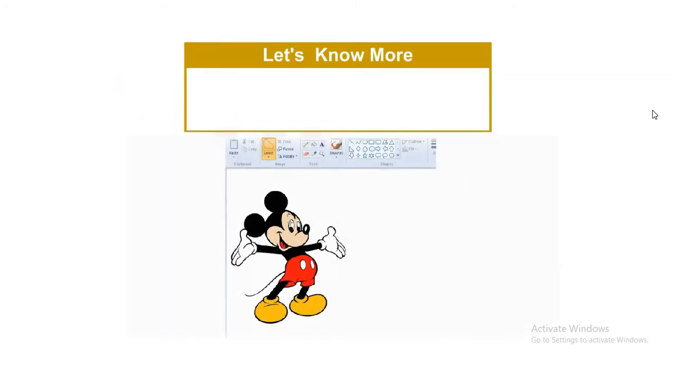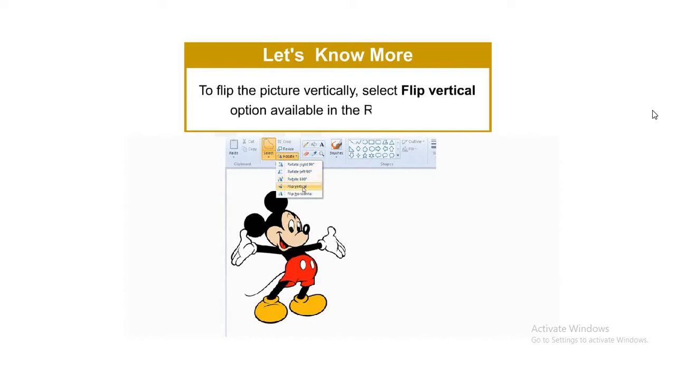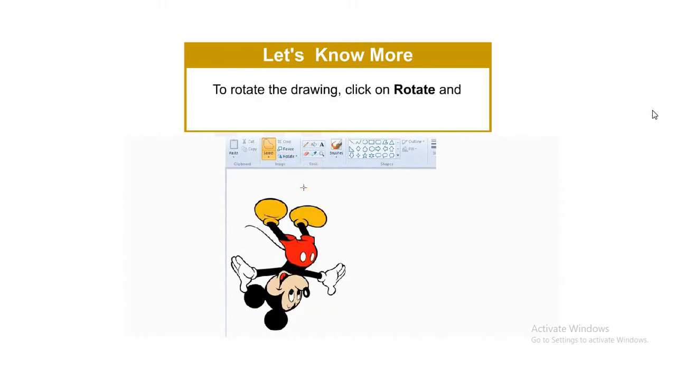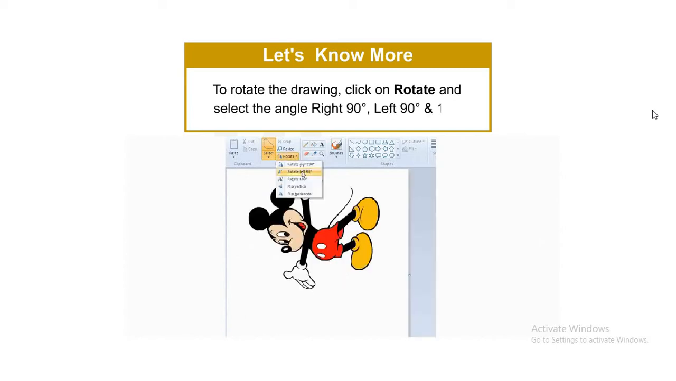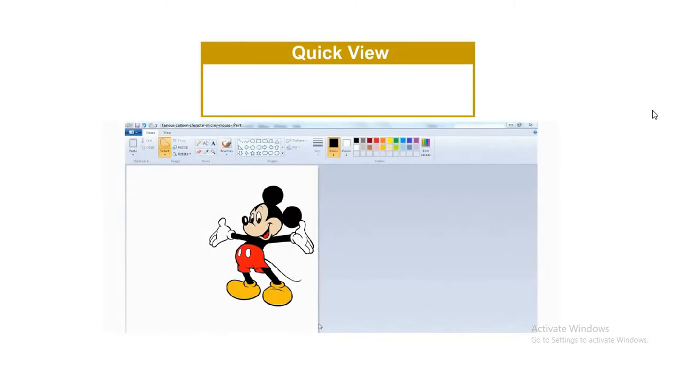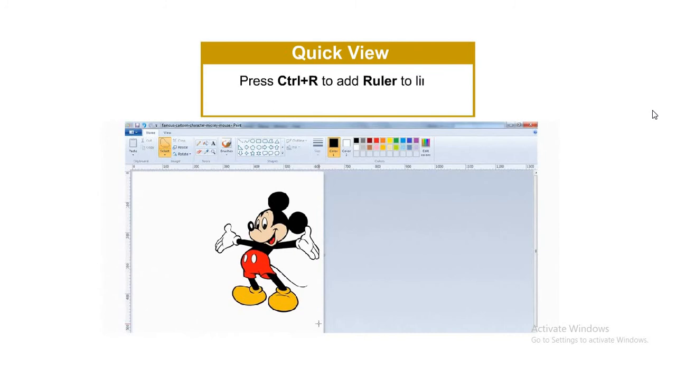Now let me tell you something more. To flip the picture vertically, select Flip Vertical option available in the Rotate tool. To rotate the drawing, click on Rotate and select the angle right 90 degree, left 90 degree and 180 degree. Students, let me tell you a shortcut. Press Ctrl plus R to add ruler to line up and measure the picture.